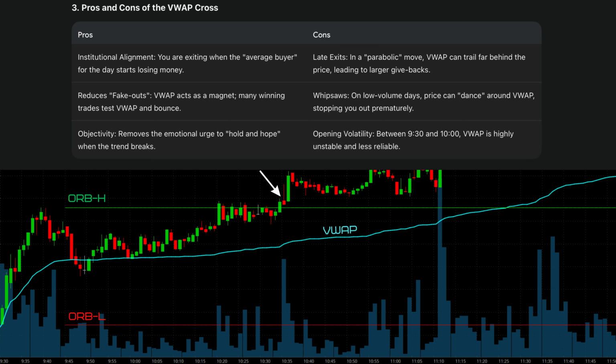Whipsaws. On low-volume days, price can dance around VWAP, stopping you out prematurely. Pros: objectivity. Removes the emotional urge to hold and hope when the trend breaks. Cons: opening volatility. Between 9:30 and 10 o'clock, VWAP is highly unstable and less reliable.